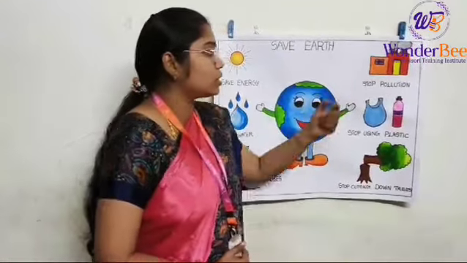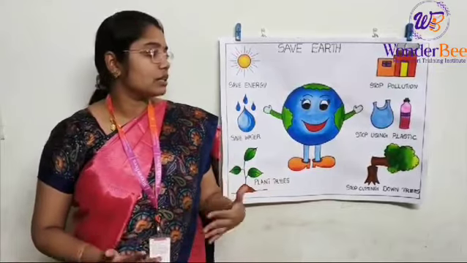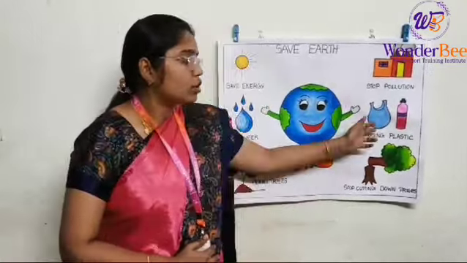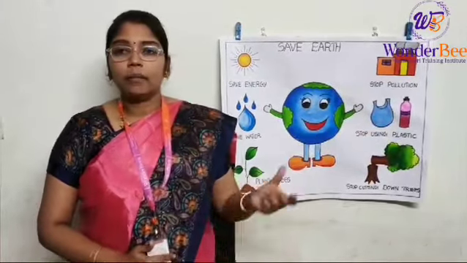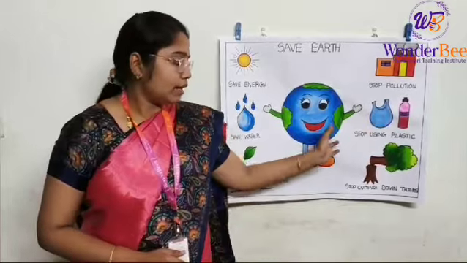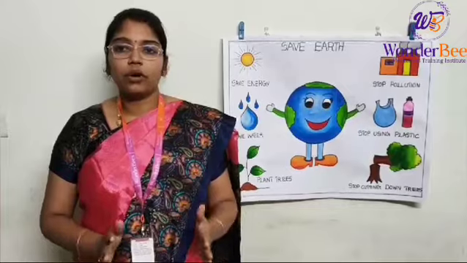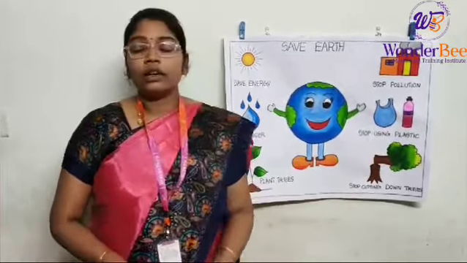And then stop pollution, because more polluted air is released from the industry, so it is causing damage to the air. And stop using plastic, because plastic is more dangerous to our health also, and it is affecting our earth, because plastic won't degrade in earth. And then stop cutting down trees. Stop cutting down trees, because trees are more important in our day-to-day life also. So if we cut down the trees, we cannot get oxygen.